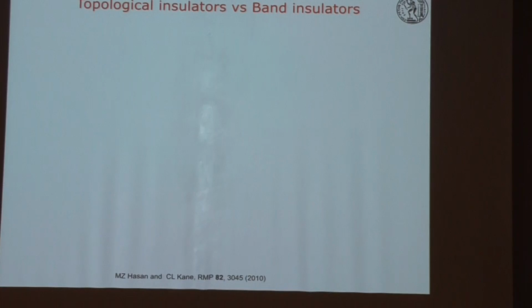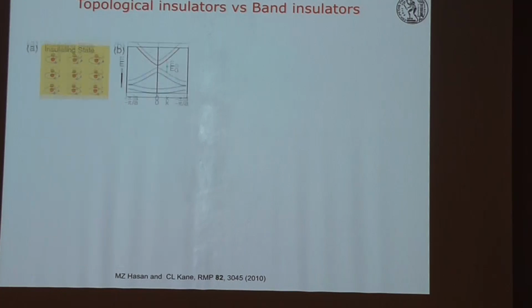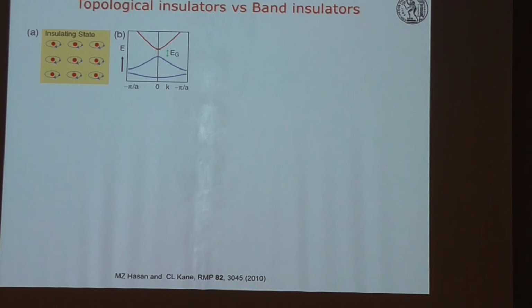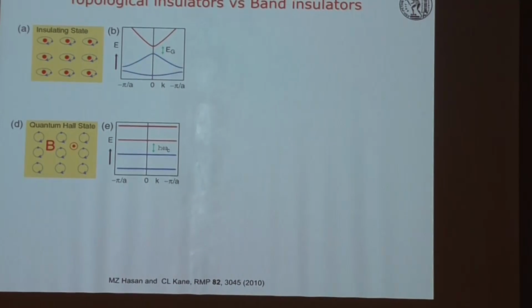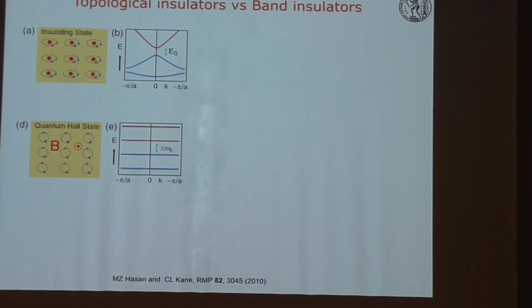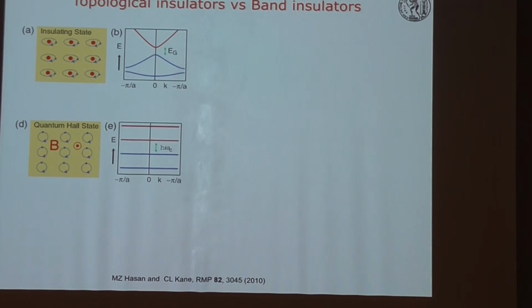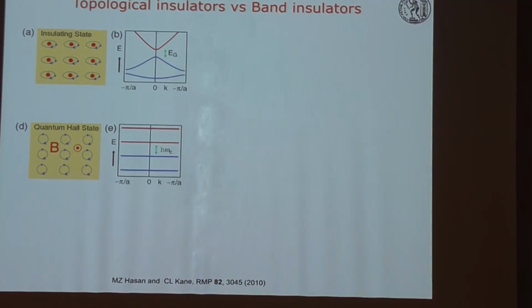So I will first let me give you an introduction for those of you who are not familiar with this. If we have a typical insulator, then we all know that we have a band gap in the electron band structure, and this is also a typical insulator, the quantum Hall effect, the quantum Hall state.